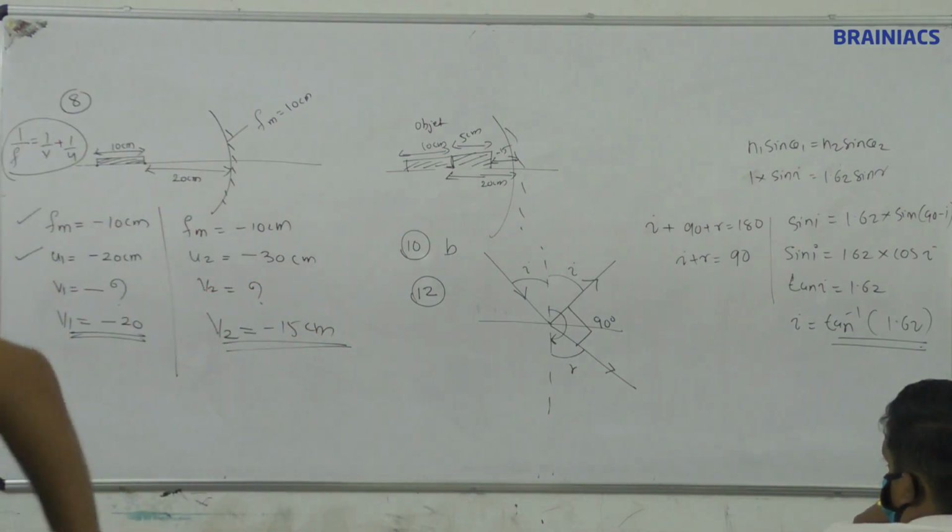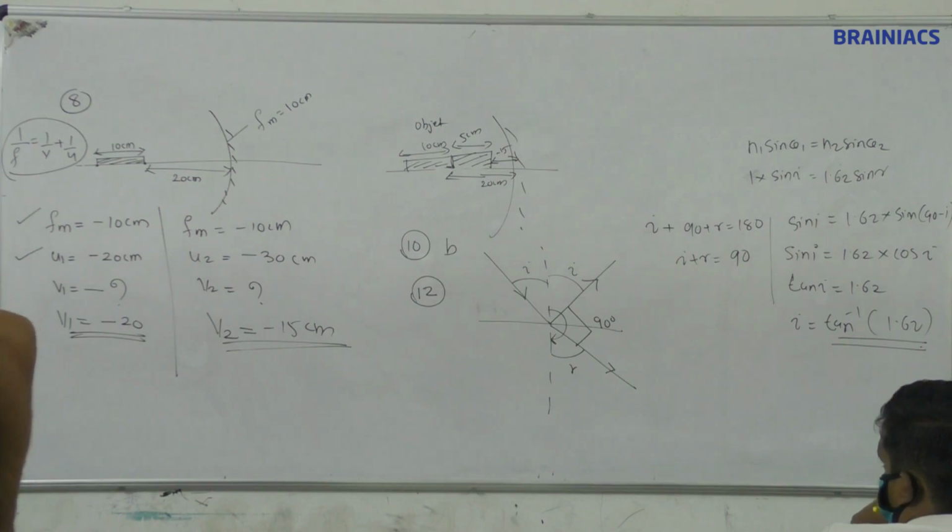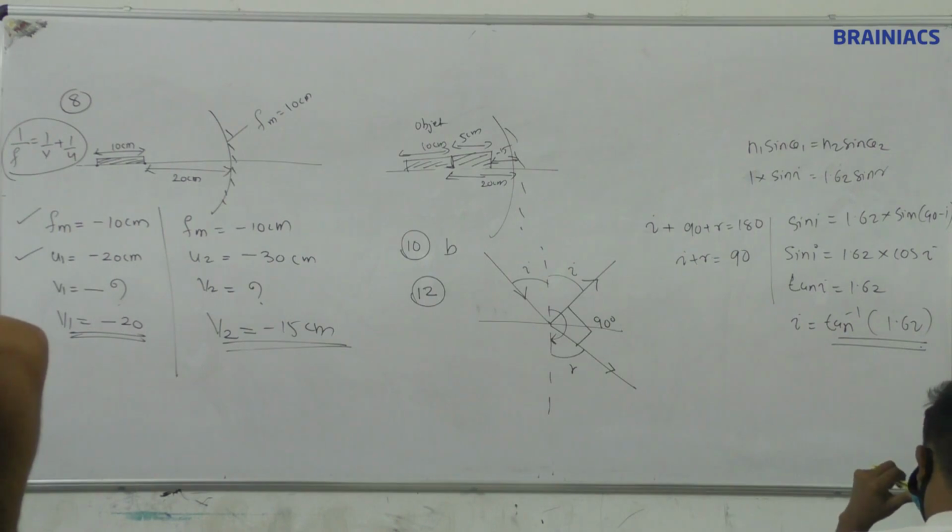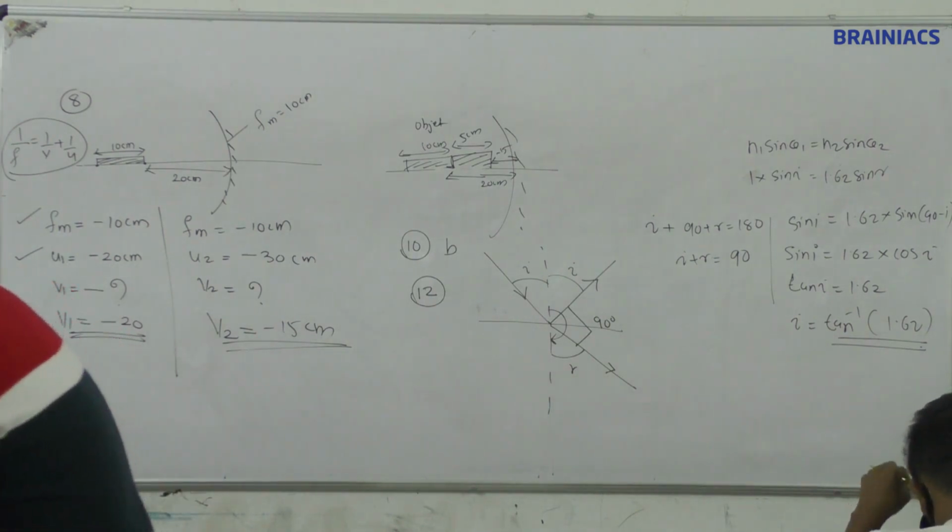Sir, I have done this method, sir. I have got the answer. Sin I is equal to... I consider this is theta. That is this 90 minus theta, no sir. Sin 90 minus theta. Which 90 minus theta?